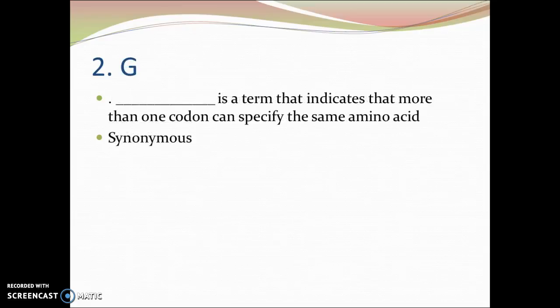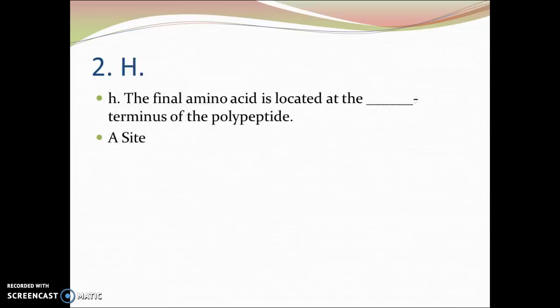For G, blank is a term that indicates that more than one codon can specify the same amino acid and is synonymous. H, the final amino acid is located at the blank terminus of the polypeptide, and it is the A.